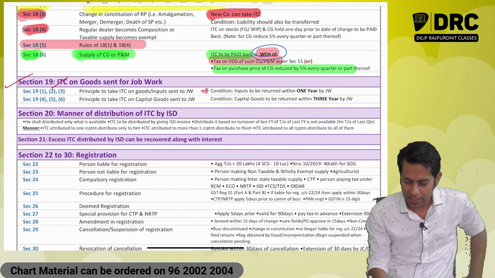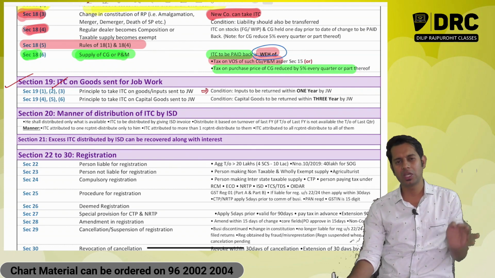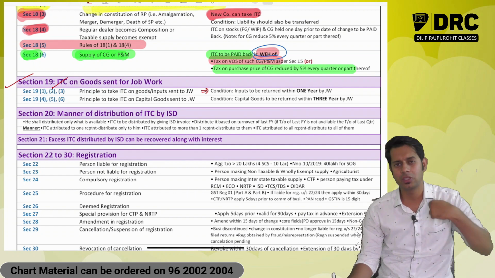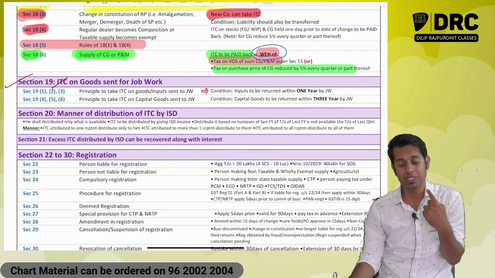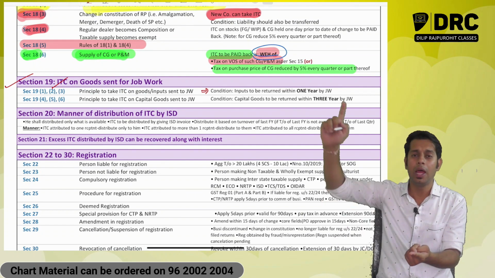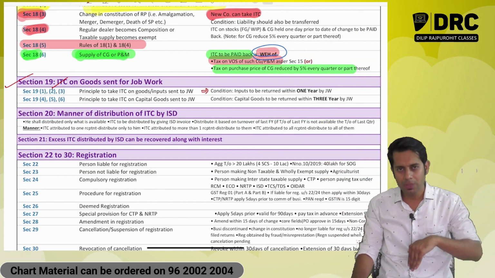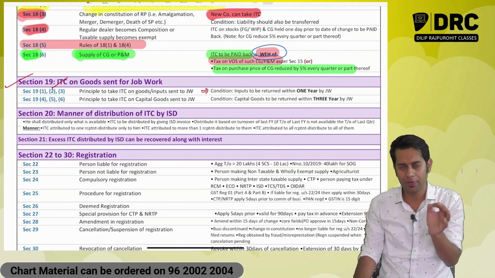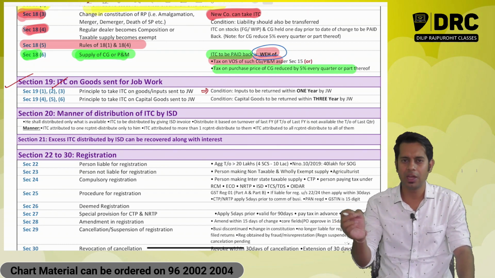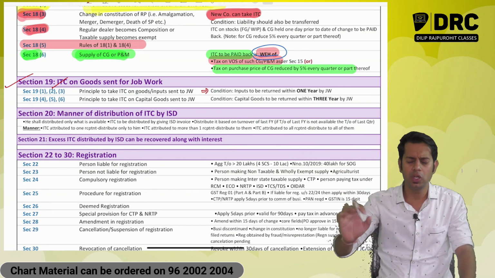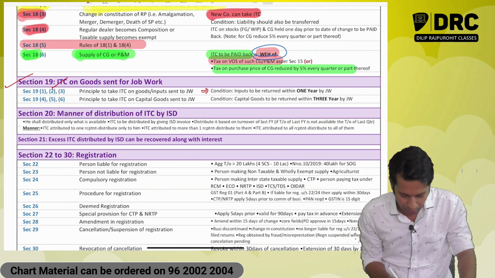The only condition is that section 19 subsection 3 talks about this condition. Whatever inputs are sent by the principal to the job worker, or by the supplier directly to the job worker, should come back to the principal within 1 year from the date of sending, or within 1 year from the date of receipt, or it should be sold from his location within the period of 1 year.